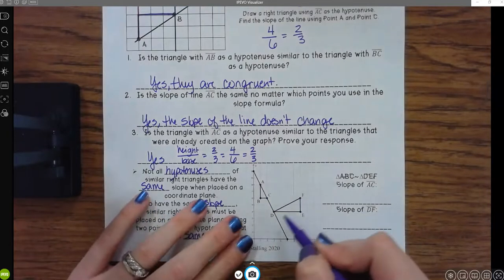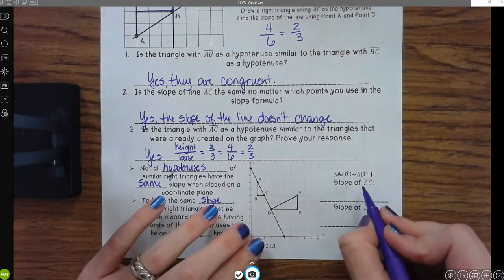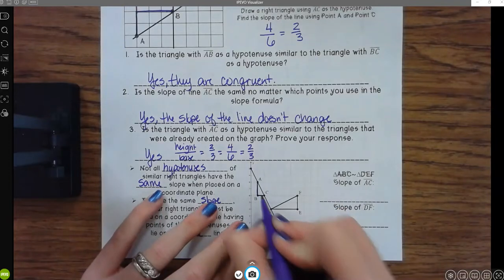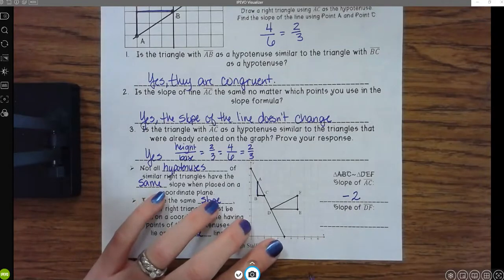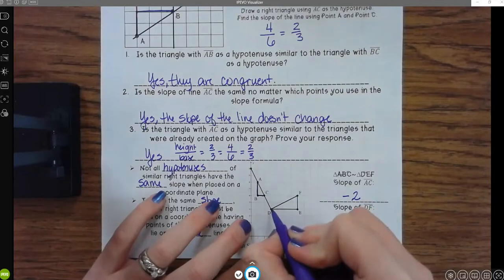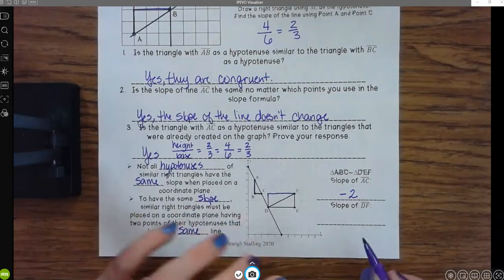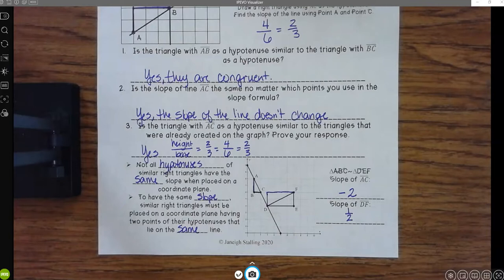So ABC and DEF are not congruent, they are similar. The slope of AC, we went down 2 over 1, which is a slope of -2. And then the slope of D to F, you're going up 2 over 4, which simplifies to 1/2. So just because the triangles are similar does not mean that the hypotenuses have the same slope.